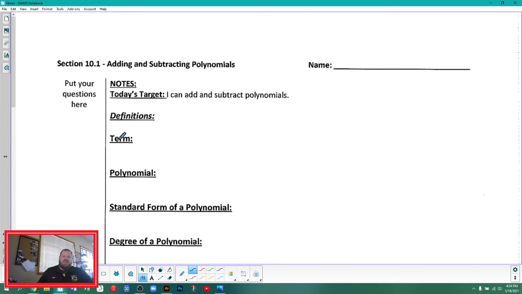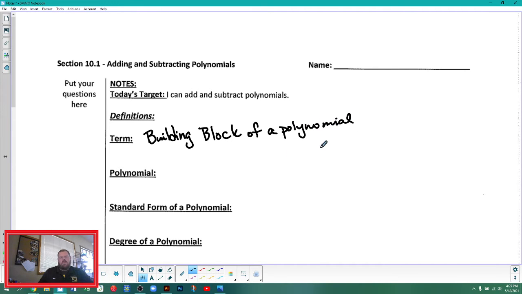Some of our basic definitions: a term, I'm just going to call that a building block of a polynomial. A polynomial is a collection of terms, not to have a circular set of definitions there. A collection of terms.